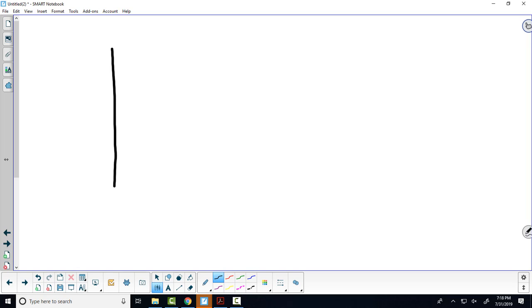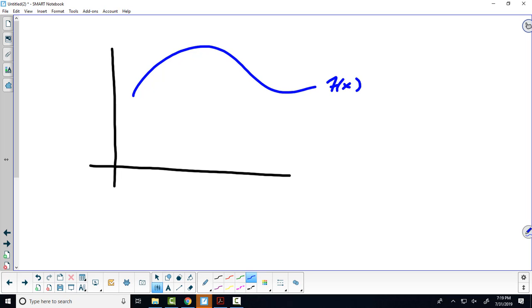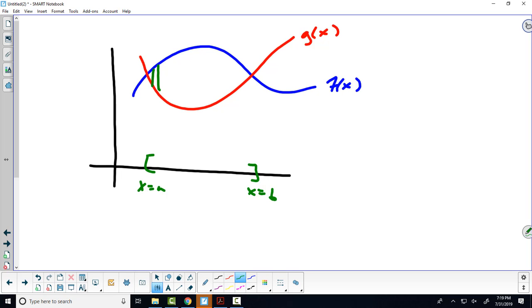We looked at this once before already in our overview, but I just want to reiterate it. Let's say we have this function here, f of x, and then this function right here, g of x. And let's say I'm trying to find the area between these two curves, between x equals a and x equals b, meaning I am looking for this quantity right here. Oh, that looks kind of like a double helix. Anyway, let's say I'm looking for that quantity right there.